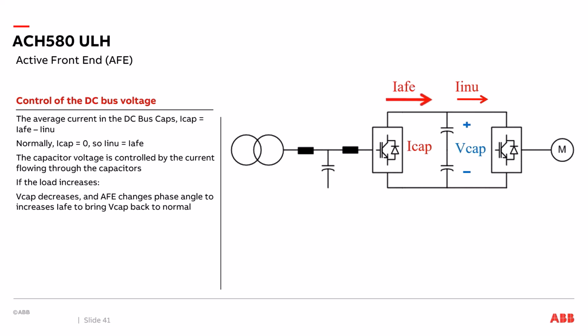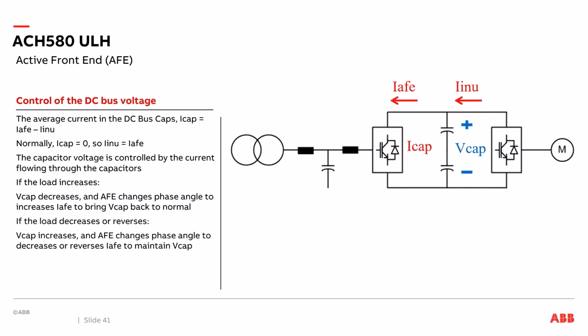So by increasing the current on the active front end to exceed the current of the inverter unit, now current must flow through the capacitors. By flowing through the capacitors, the capacitance voltage increases. If the load decreases or reverses, the voltage of the capacitors increase, and the active front end changes its phase angle to decrease or reverse the active front end and maintain voltage on the capacitor.